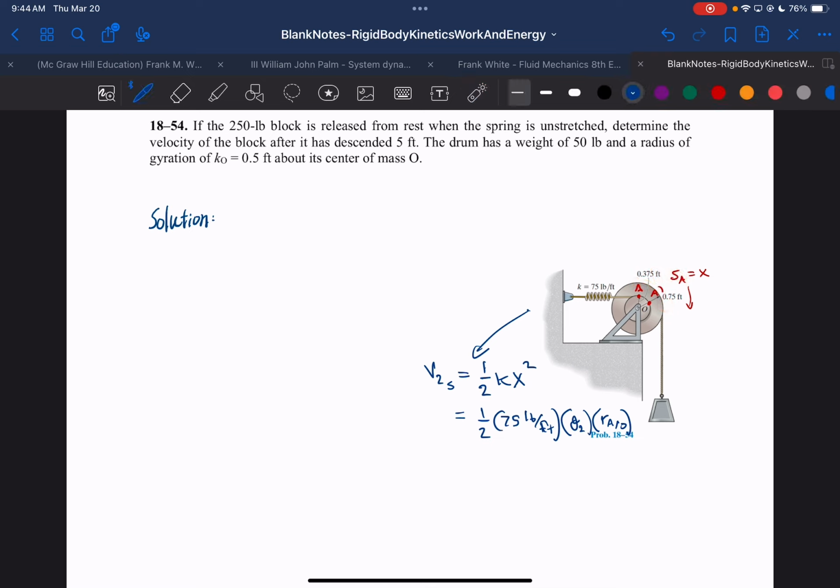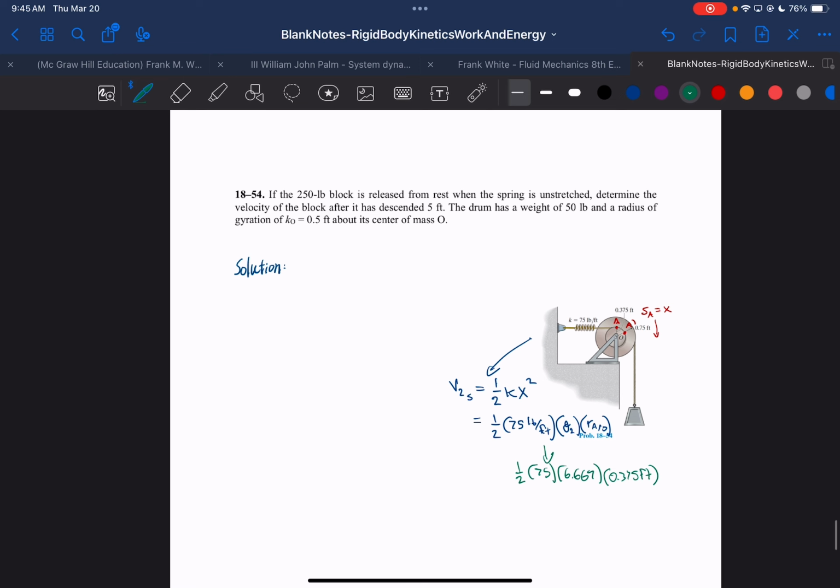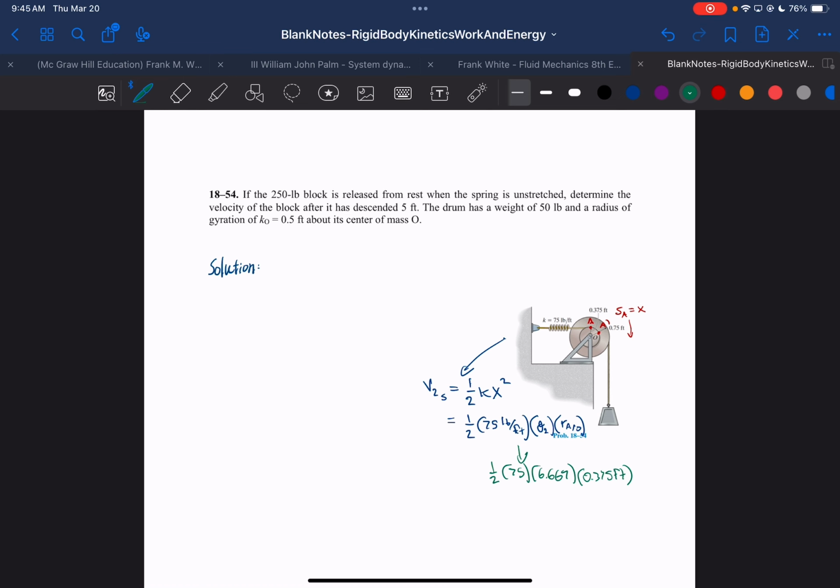But long story short, I plug these numbers in: 1/2, 75, 6.6667 radians, 0.375 feet. And then I get my potential energy due to my spring. But that's the only difficult part from what I remember in this question. And in terms of positive or negative, if you keep stuff in order, it takes care of it, but just stay aware.